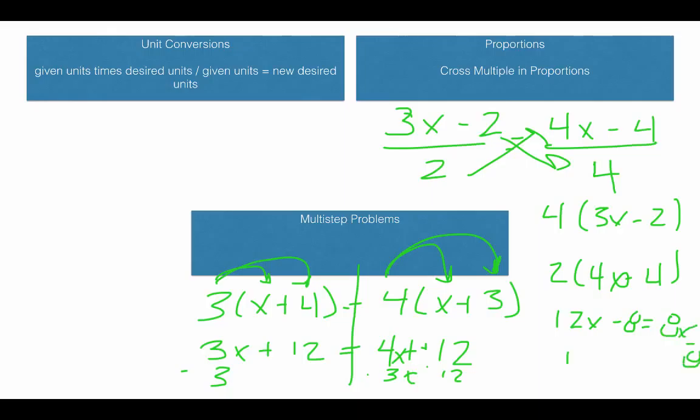Add the 8's to both sides. I get 12x equals 8x, which isn't true. We subtract 8x from both sides. Left with 4x equals 0 and x equals 0. That's kind of how you would go through and solve these. You cross multiply. You guys know how to do those.